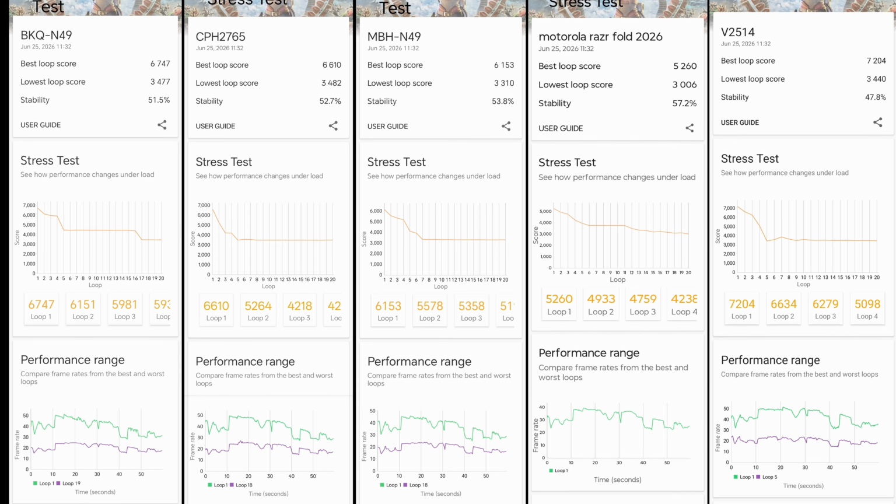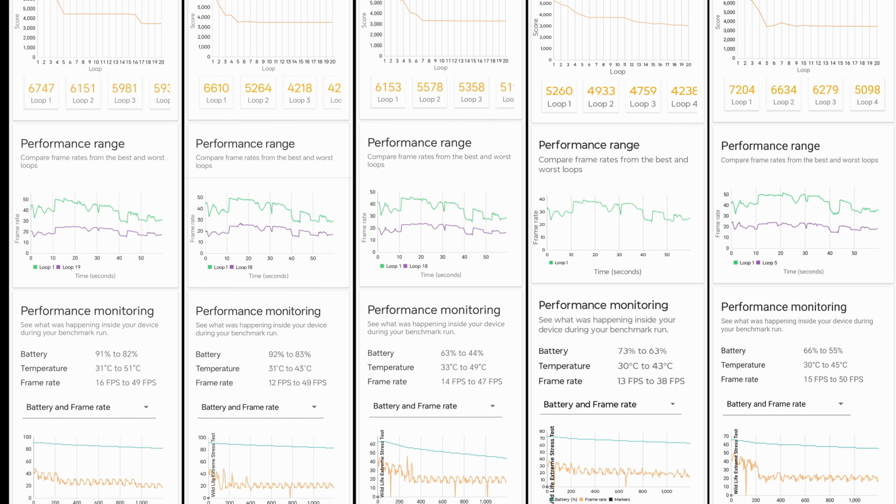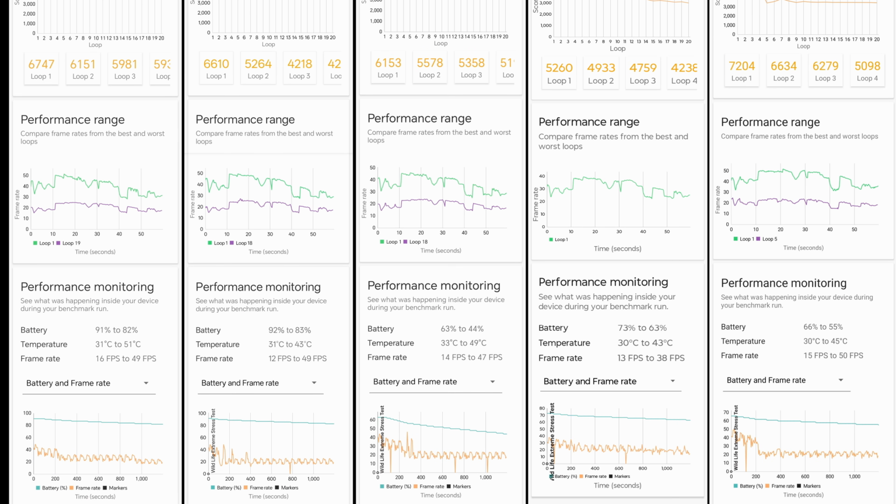Let's take a look at the rest of the performance. You can see here in battery, most of them lost about 9% of battery during this test, but you can see that the Vivo actually lost 11% and 10% on the Motorola. So they're actually pretty consistent across the board.